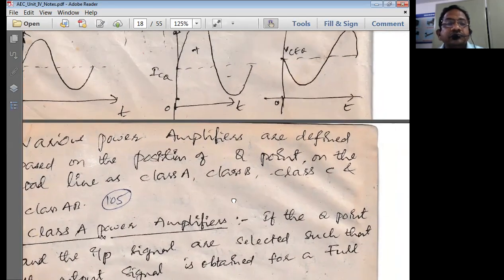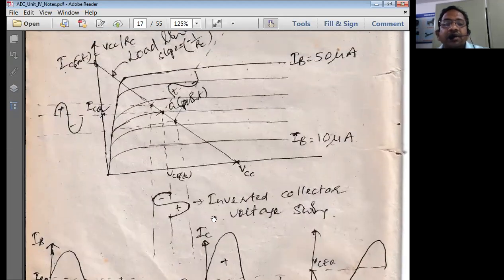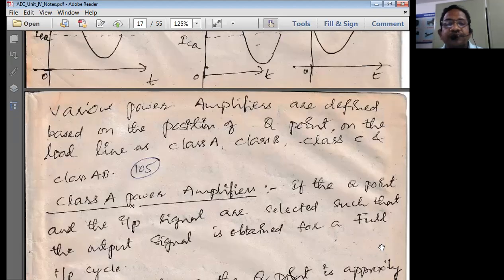Okay. So therefore, various power amplifiers are defined based on the position of the Q point on the load line. That means on this load line, it is based on where the Q point is lying. Based on the position of the Q point, we segregate the amplifiers as class A, class B, class AB, class C, class D type of amplifier circuits. So the position of the Q point on the load line is an important factor to know the type of the amplifier that we are using in power amplifier circuits, right?